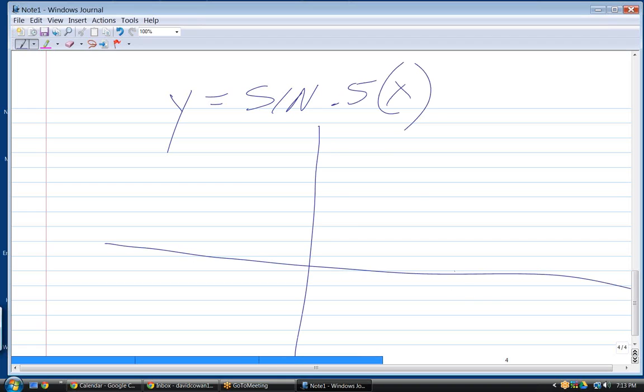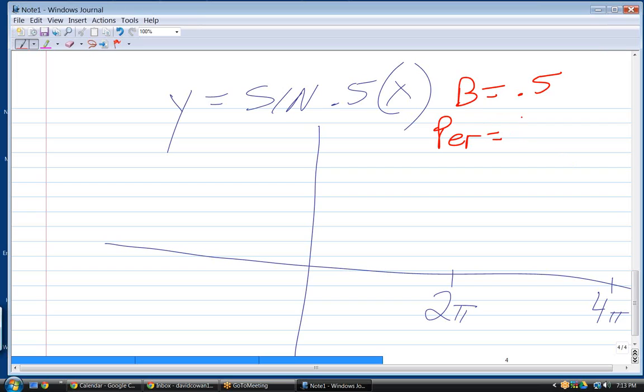I'm going to put 2 pi right there. And I'm going to put 4 pi right there. And I'm going to draw this graph in red. What is b? 0.5. What is my period? Before I can draw the graph, I got to know my period.